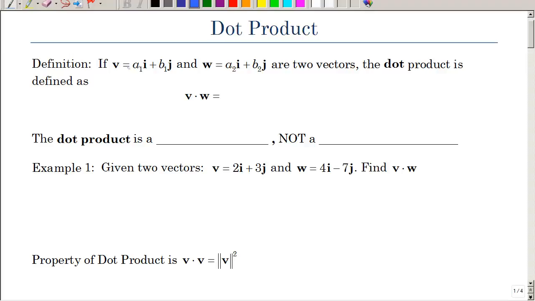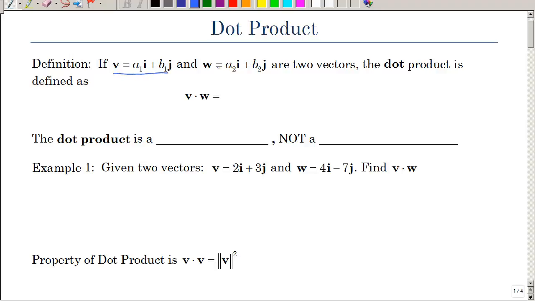In this lesson, we will be discussing the dot product. We will be defining it and then seeing how we can use the dot product. The dot product is defined as a different type of multiplication between two vectors.